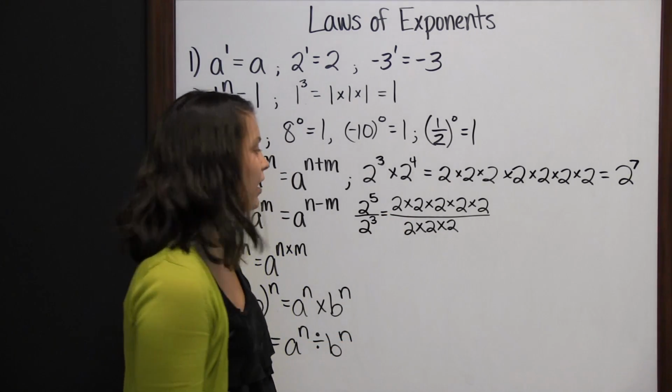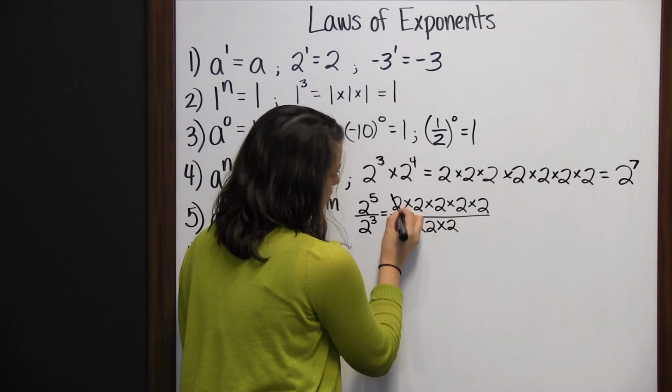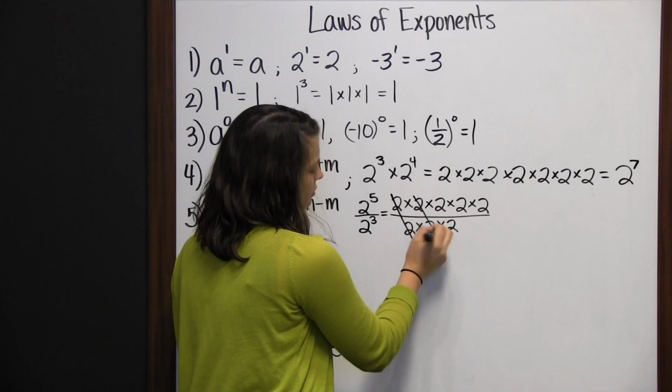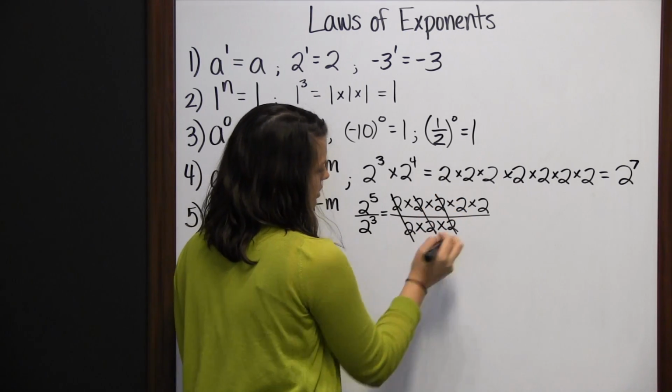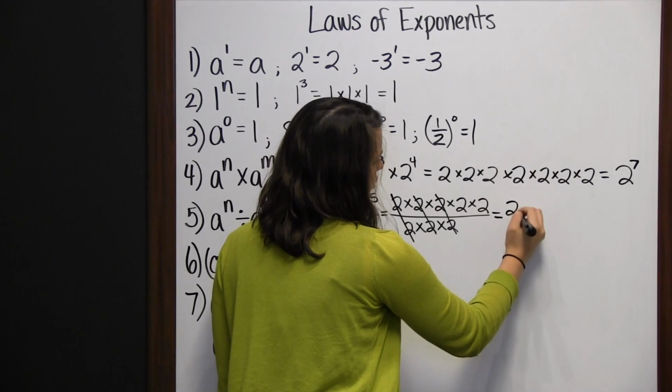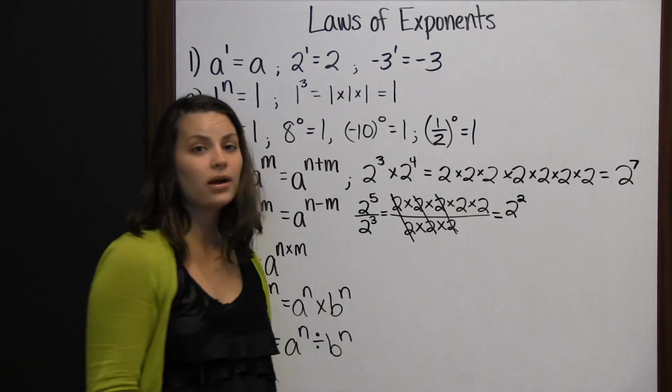Well, we can simplify by canceling. 2 divided by 2 is 1. 2 divided by 2 is 1, and 2 divided by 2 is 1. So what we're left with then is simply 2 squared, or 4.